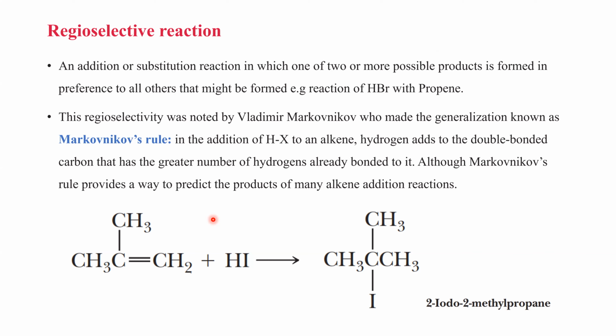This regioselectivity was explained by the Markovnikov rule. In generalized form, whenever a hydrogen halide, HX, is added to an alkene, hydrogen adds to the double-bonded carbon that has a greater number of hydrogens already bonded to it. Although Markovnikov's rule provides a way to predict the product of many alkene addition reactions, there is no underlying concept for it.